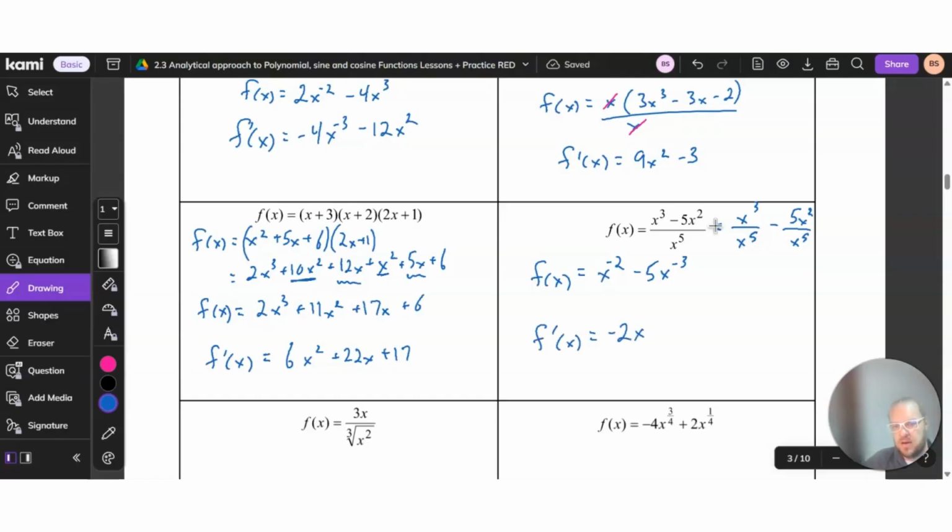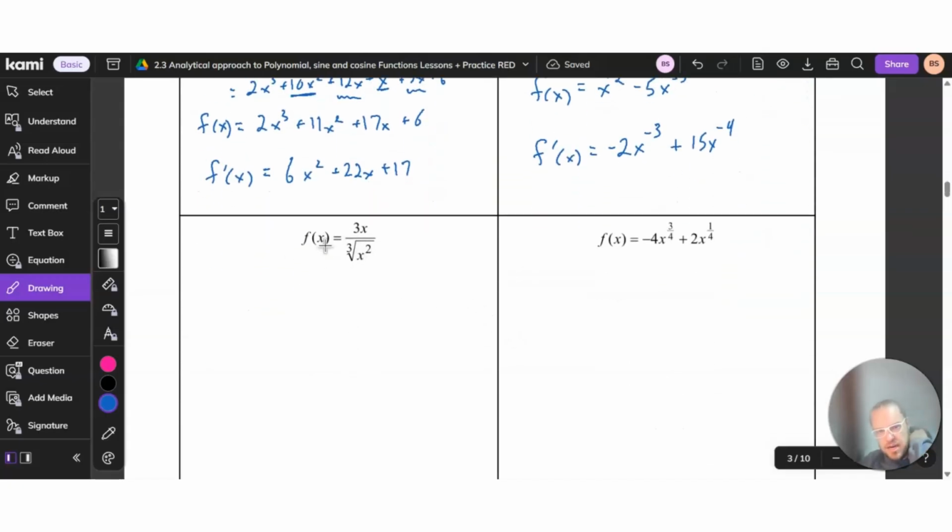So negative 2 comes down, so negative 2x. Subtract 1, we get minus 3. Negative 3 times negative 5 gives me positive 15. Subtract 1 from that negative 3, and we get minus 4. So like I said, I think you're starting to really get the idea here. Not too hard, not too bad. We're just doing the same process.